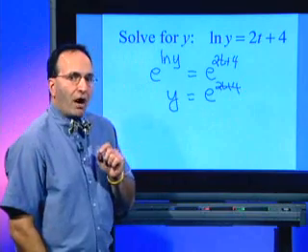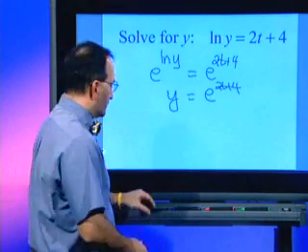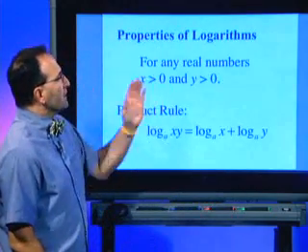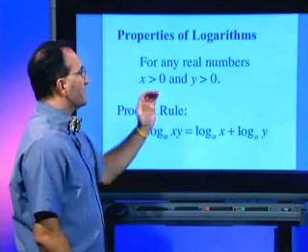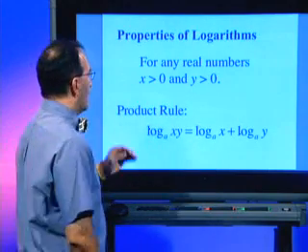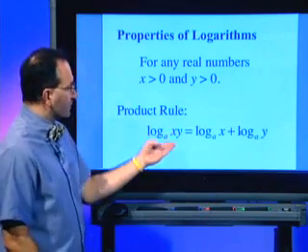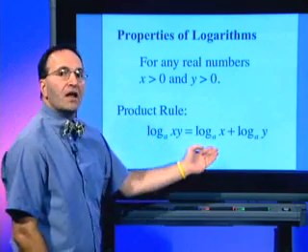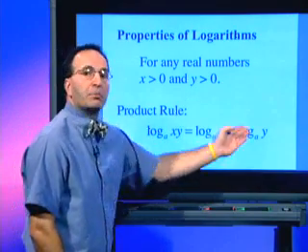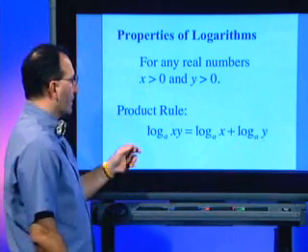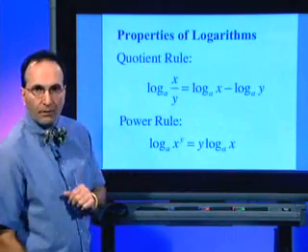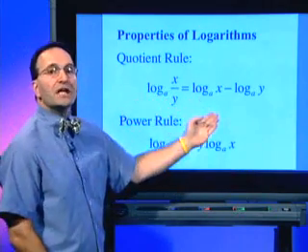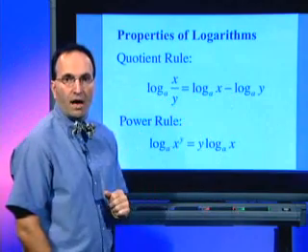Now, there are three other properties of logarithms that we need to review. So let's take a look at them now. For any real numbers x greater than 0 and y greater than 0, we have the product rule. The product rule tells us that if you take the log of x times y, that's the same as adding the log of x plus the log of y. We also have the quotient rule. The quotient rule tells us if we have log of x divided by y, that's going to equal the log of x minus the log of y.